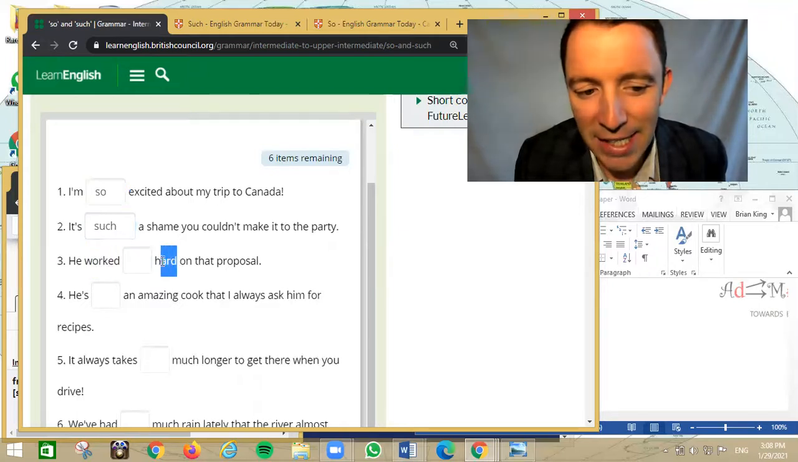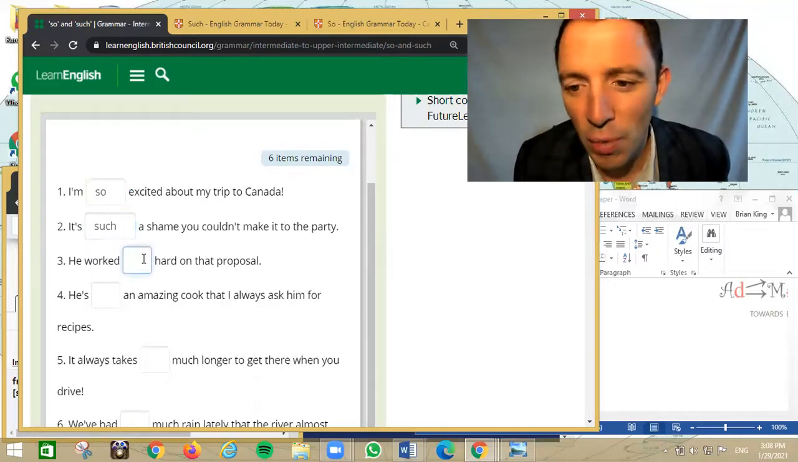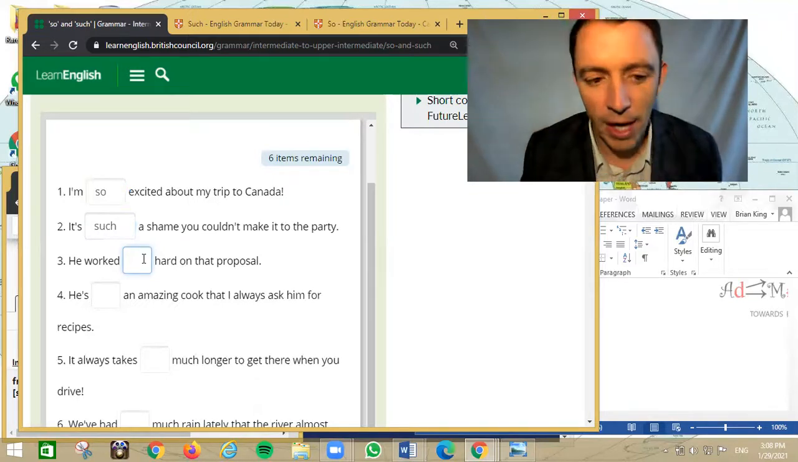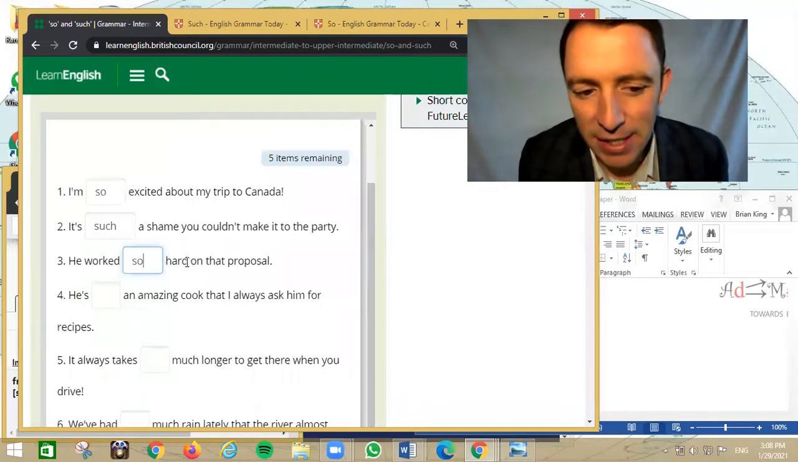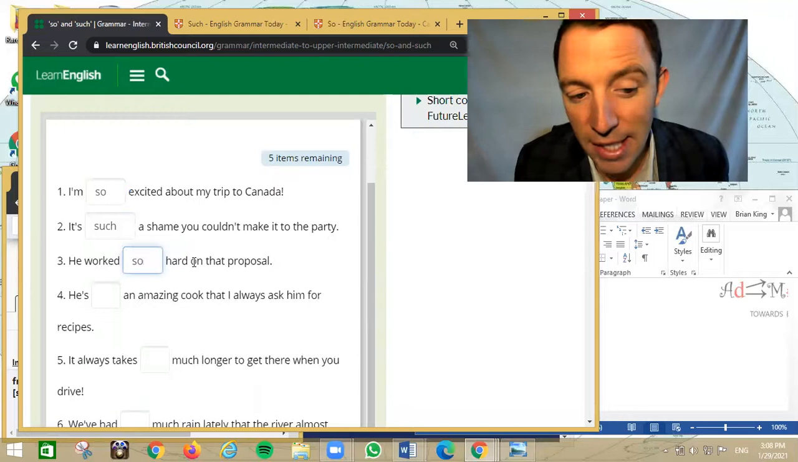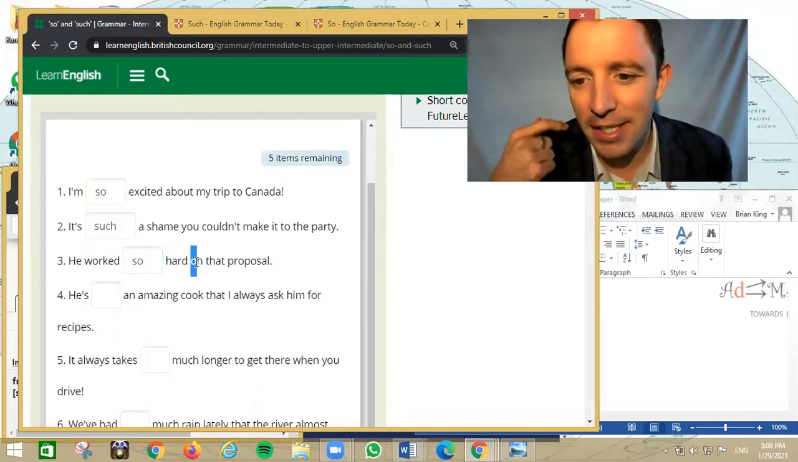Hard is the adverb in this case because it's connected to the verb to work. So for this reason, I think it's necessary so. He worked so hard. He worked so quickly. He worked so long. Because it's the adverb in this case, it's necessary so. And it's necessary the preposition to work on. Work on your English, work on your mathematics, work on your teaching to improve.